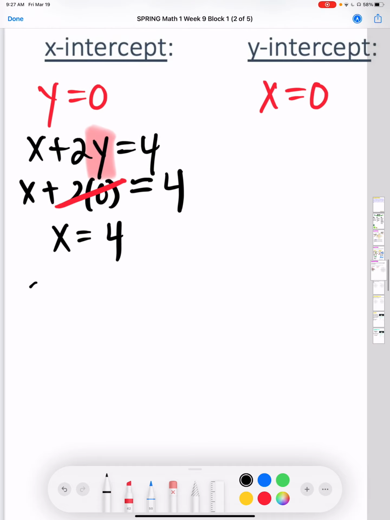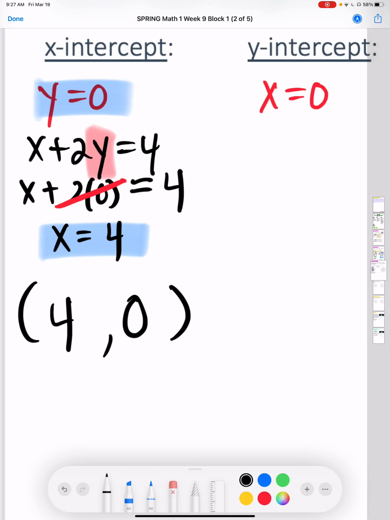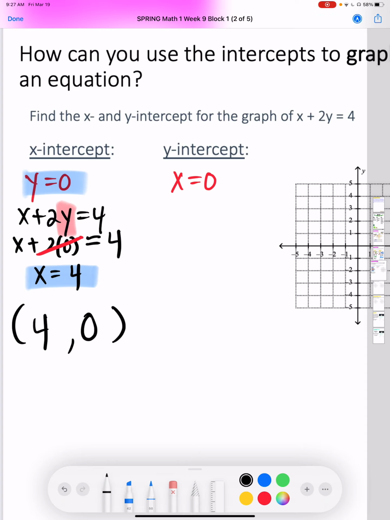Write your answer as a coordinate. So it's your x comma y. Here's my x, here's my y. So my answer is 4 comma 0. Let's do the same thing with the other side for my y-intercept.